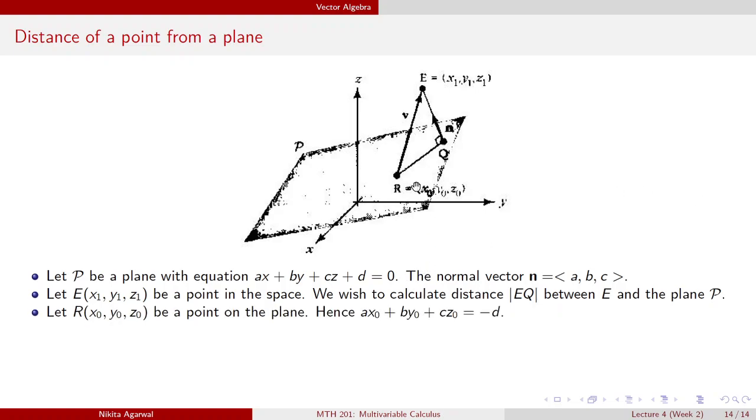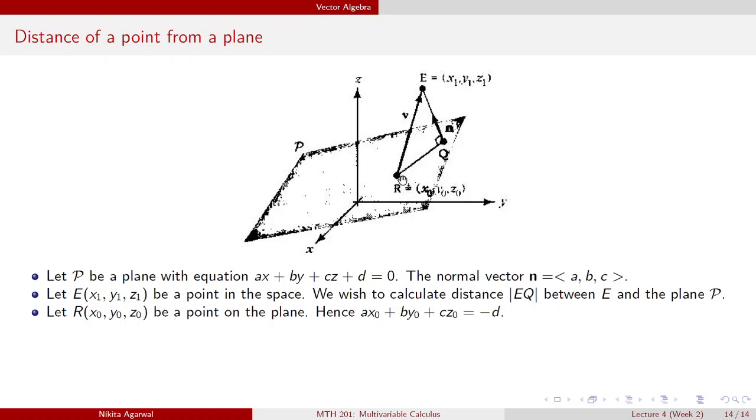Now let R be a point in the plane. So take R to be any point in the plane. Then because R is on the plane, it has to satisfy the equation of the plane. So if you put x, y, z equal to x naught, y naught, z naught, then this is what you get: ax naught plus by naught plus cz naught equal to minus d, because this is a point on the plane.